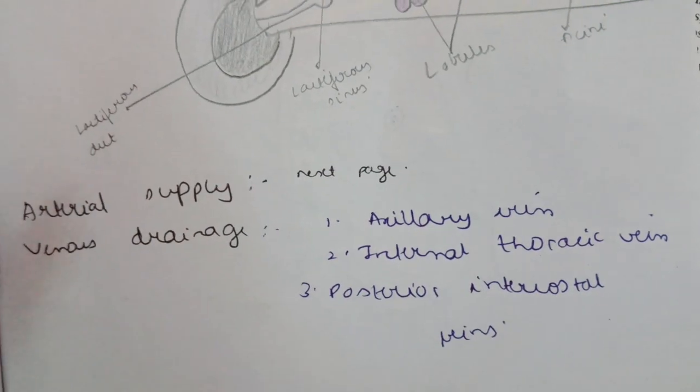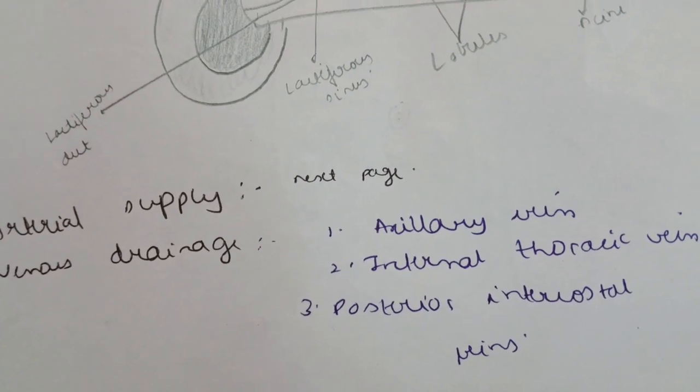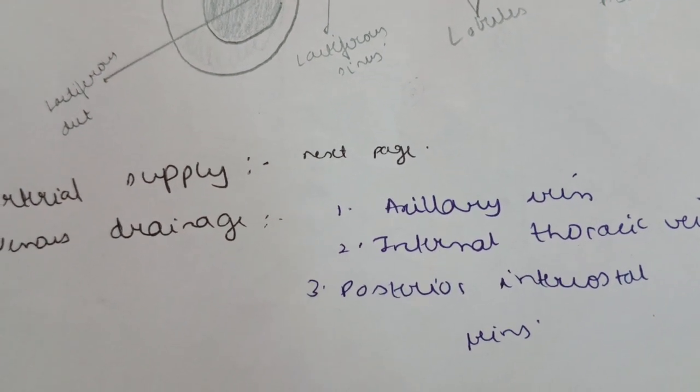Venous drainage is by axillary vein, internal thoracic vein and posterior intercostal veins. These veins follow the arteries.